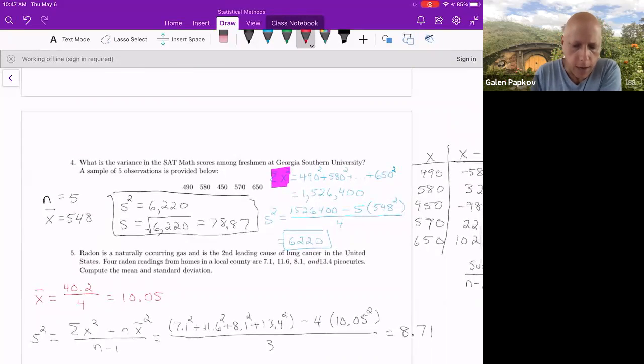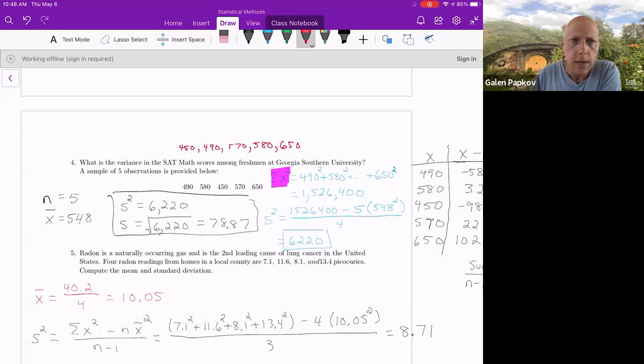We could take a look at number 4 here. And here you had just 5 observations, so it's another small data set. And the median we didn't find, but if you order this, you've got 450, 490, 570, 580, and 650. And so now it's in order.